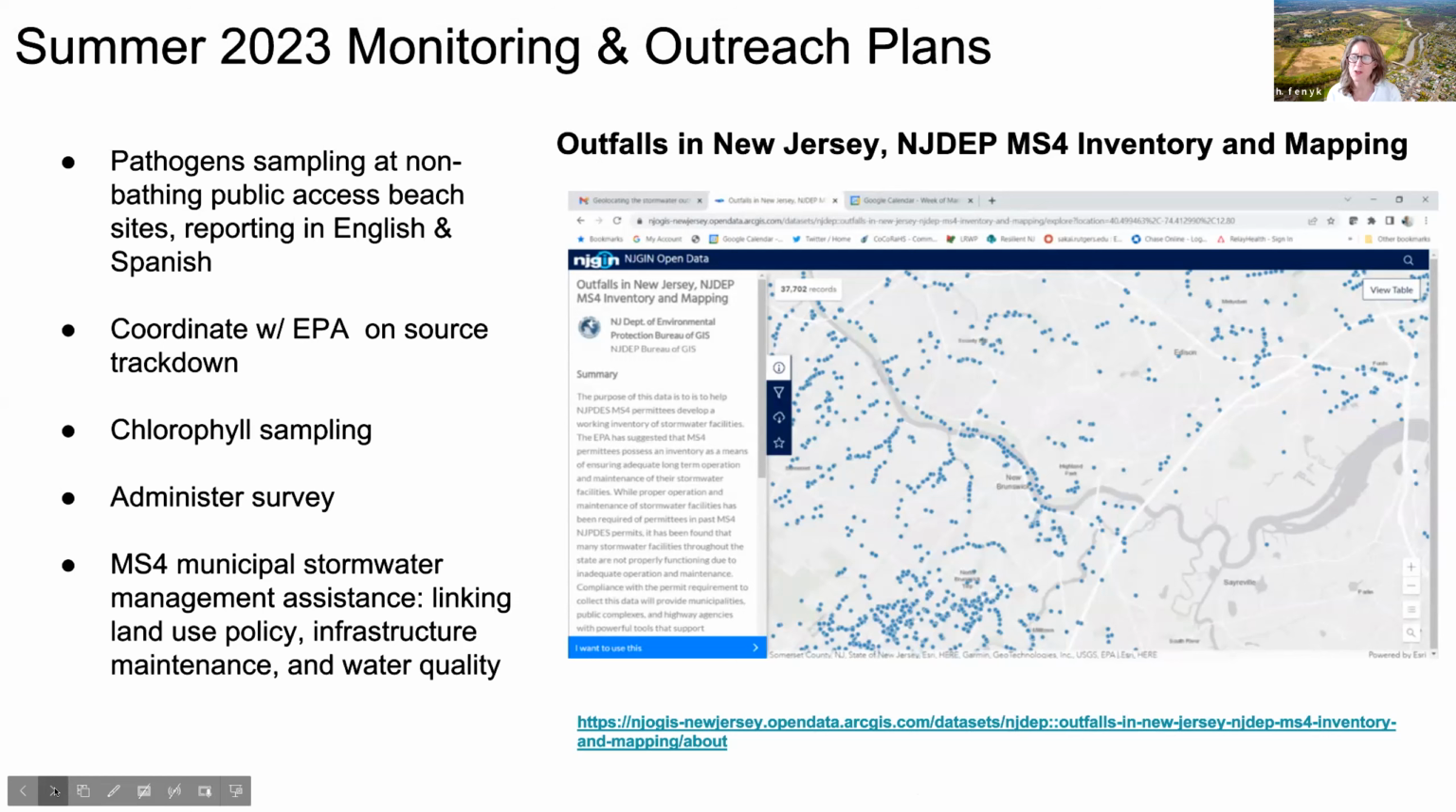And we're also going to keep pushing the link between our land use and land use policy decisions and our stormwater management concerns around water quality and water quantity. How do our policies around where you can develop in our municipalities influence the water quality in our streams and our river? We're going to look more at maintenance of our outfalls.